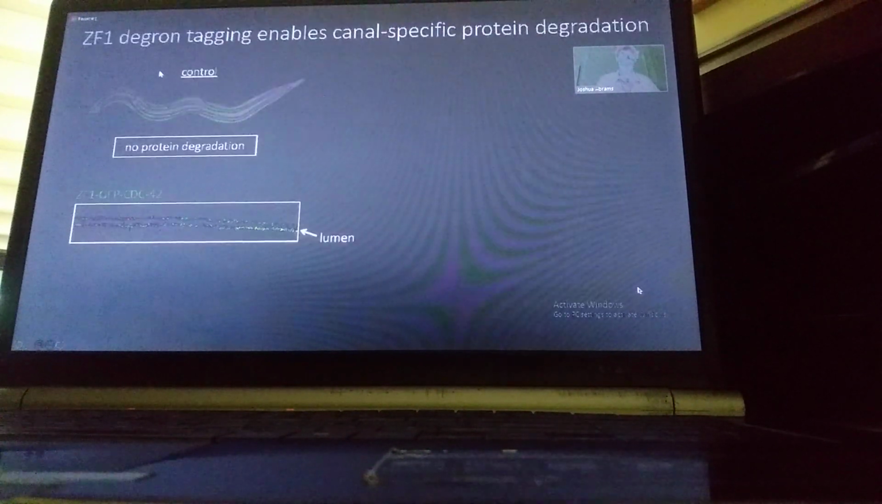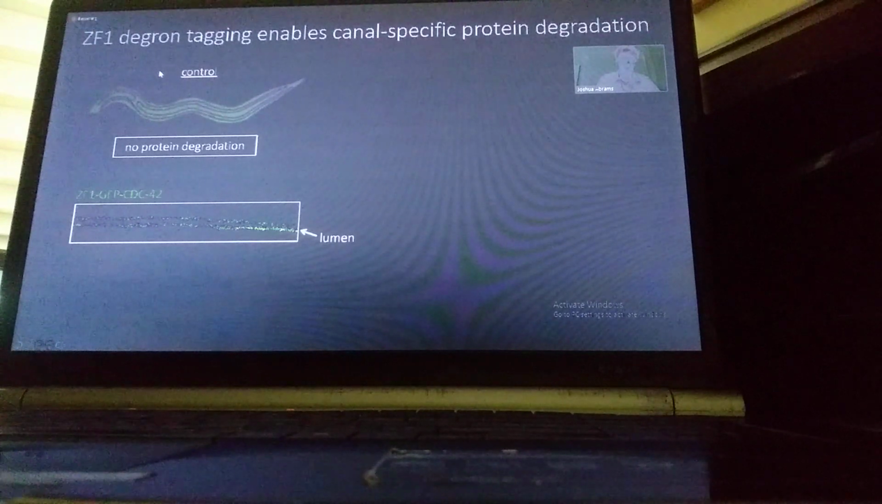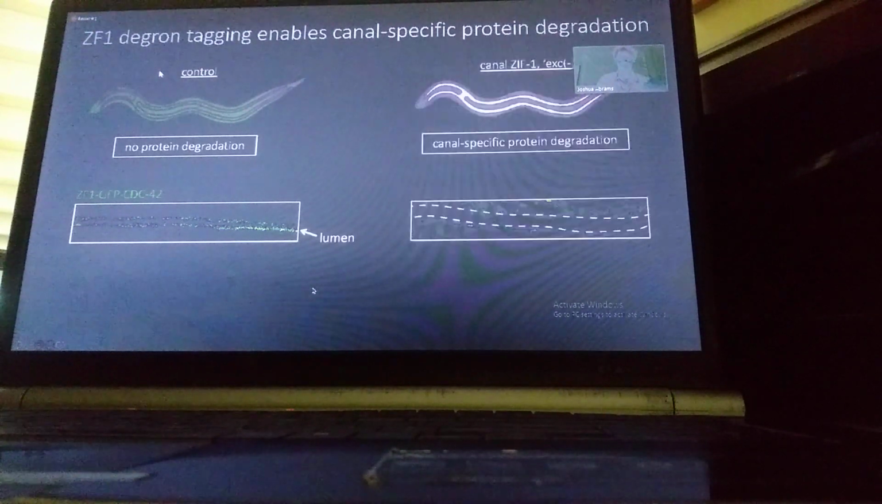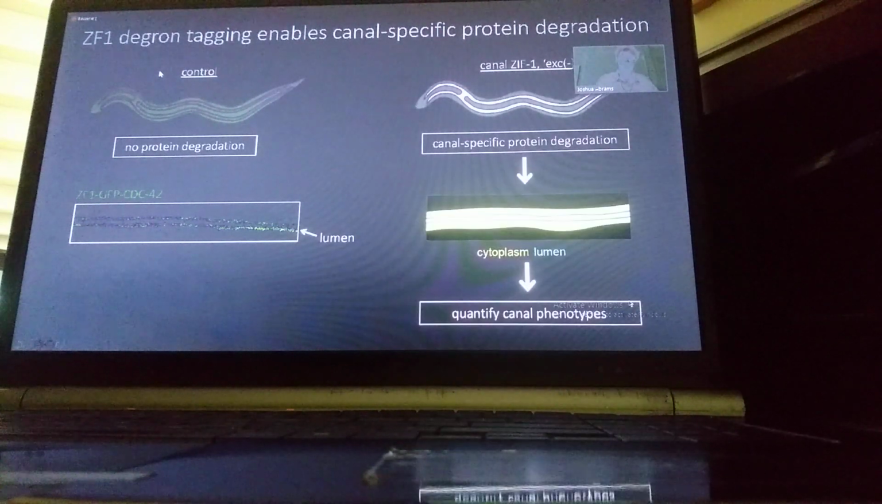it. So we tested this using a transgene in our lab, where we've expressed ZF1 GFP in all tissues, including the excretory canal. And then we expressed ZIF1 with a canal-specific promoter, and we can show that it very nicely degrades the GFP signal just in the excretory canal. So using this strategy, we then wanted to go in and remove components of the exocyst and then look at the morphology of the canal using a cytoplasmic and a luminal marker.